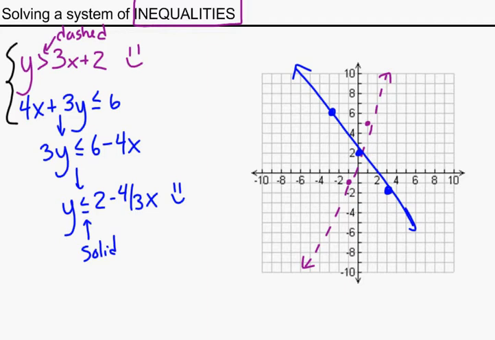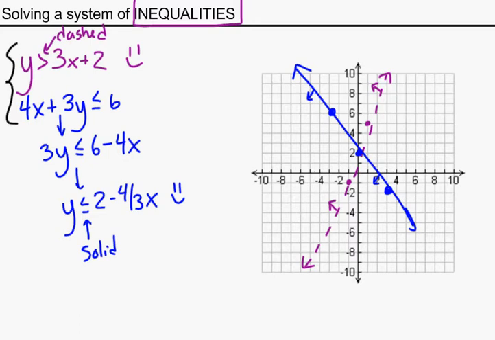Since these are inequalities, I have to consider the shading. That's what differentiates inequalities from equations. For the first one, I have y is strictly greater than. So I come over and realize that means to shade above the purple line and above the purple line. I like to put little reminder arrows on my line so I know where I'm shading. For the second one, the blue one, it's y is less than or equal to, so I'm shading below the blue line and below the blue line. I put little reminder arrows.